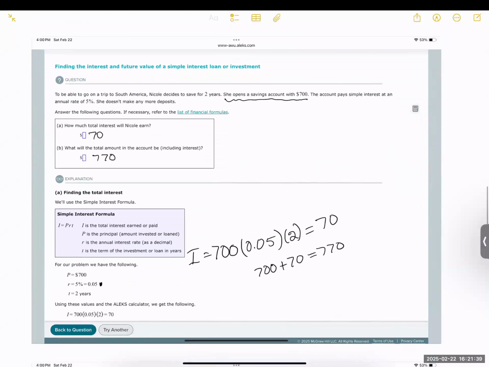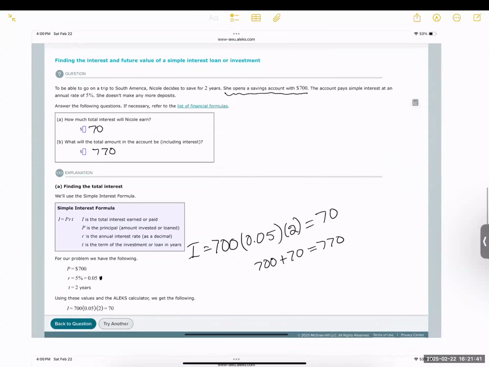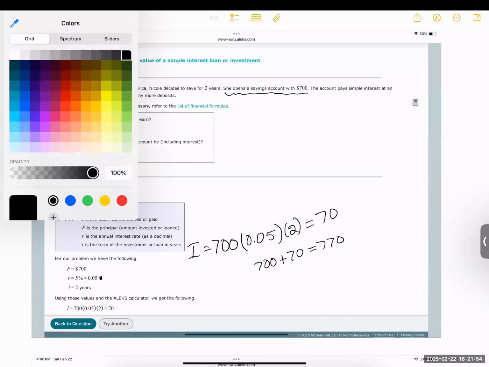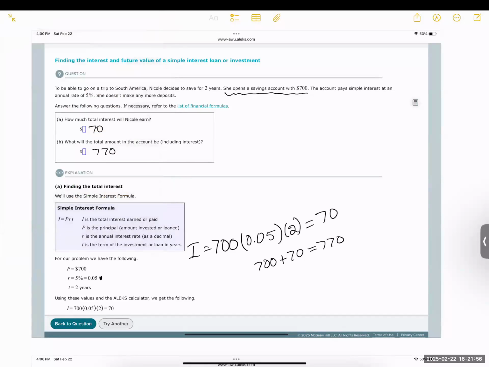Another example, to be able to go on a trip to South Africa, Nicole decides to save for 2 years. She opens a savings account with $700. The account pays simple interest at an annual rate of 5%. She doesn't make any more deposits. So how much total interest will Nicole earn?